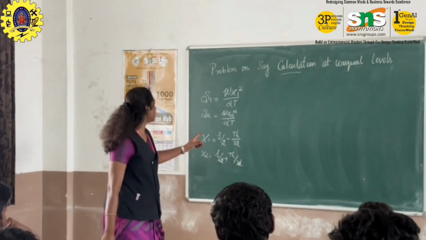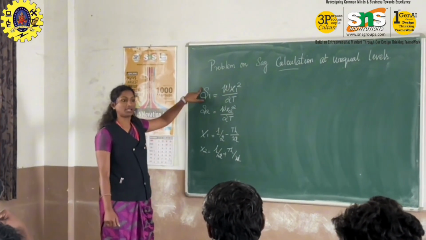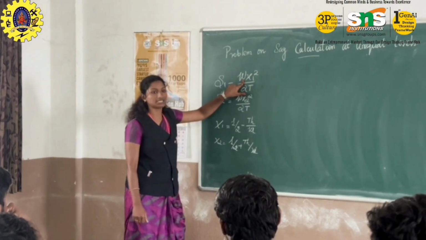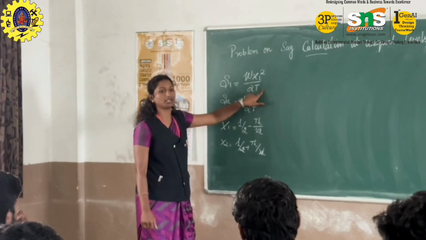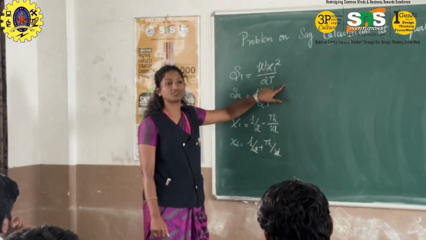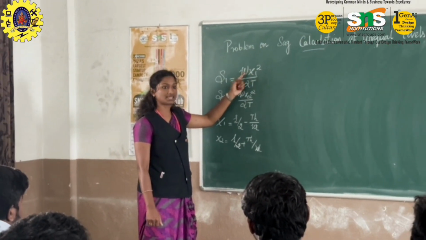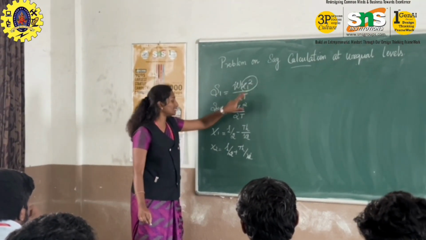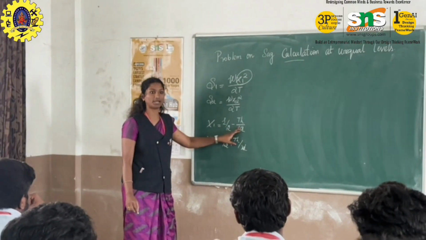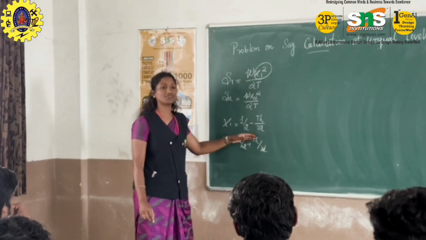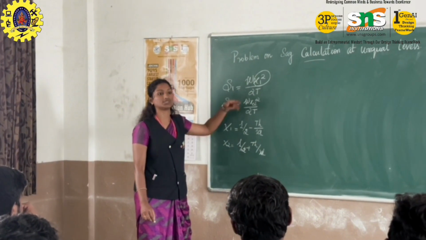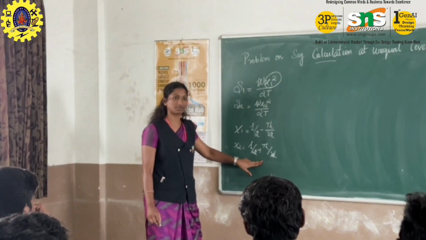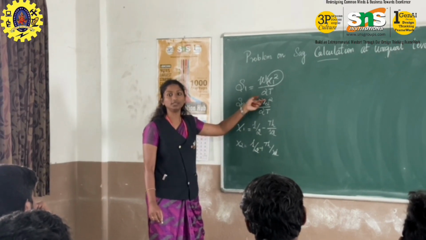First we have to determine, finally, the SAG S1 and S2. In SAG, the formula is weight times distance squared divided by 2 into tension. The parameters which we know are weight and tension. So what is the unknown parameter? X1. In order to calculate x1, we have another formula where the details are known. So first we have to calculate x1 and substitute x1 to identify S1. Similarly, calculate x2 and substitute in S2.